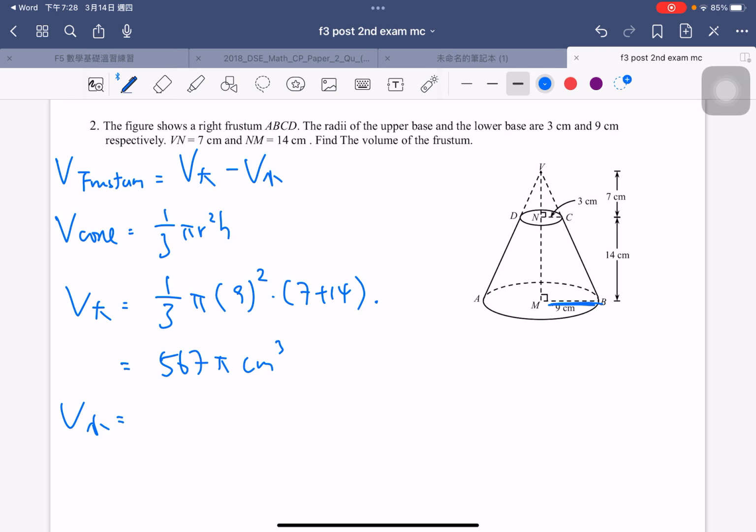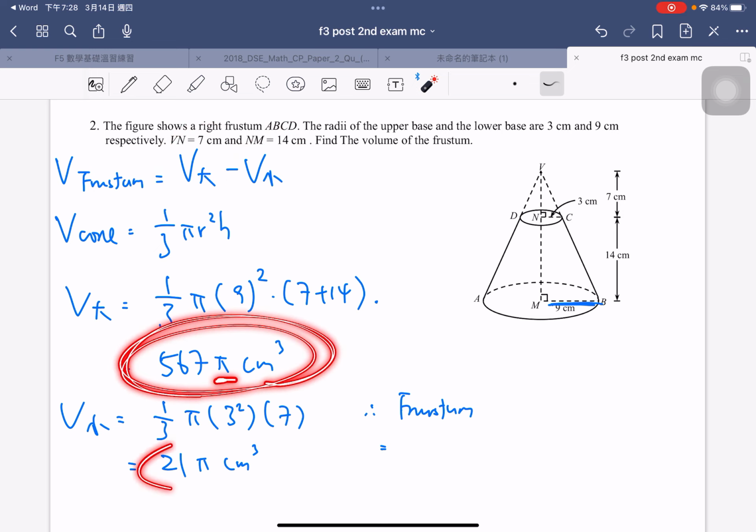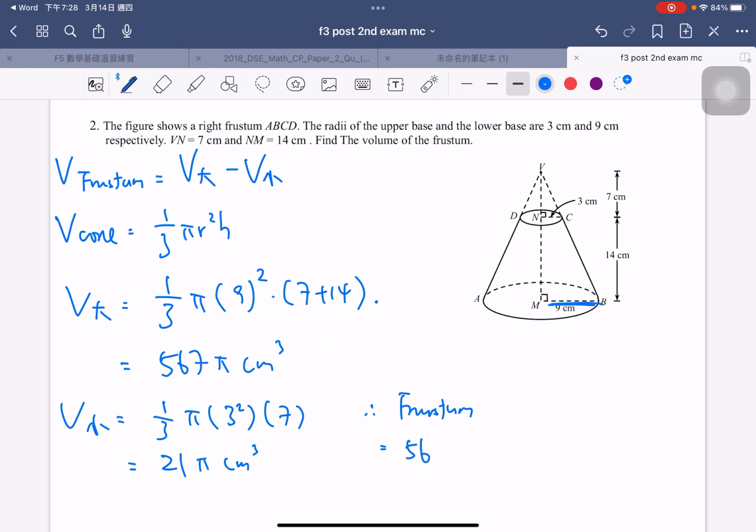And then V_small, still using the same formula, 1/3 pi times the radius squared. The radius is the upper one, which is 3, and the height is just 7. Using 3 squared times 7, this gives you 21 pi cm cubed. So that's for the smaller cone. The frustum volume is the larger volume minus the smaller volume, so 567 pi minus 21 pi, which gives you 546 pi cm cubed.